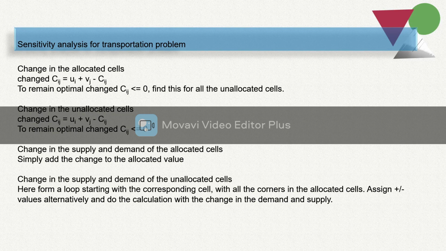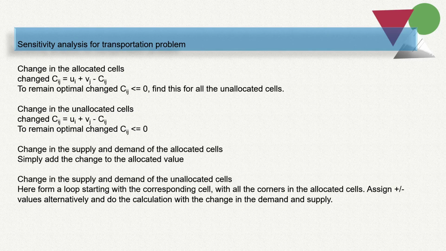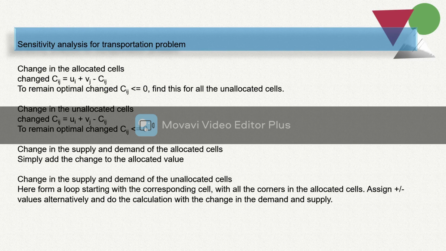It involves the investigation with regards to any changes in parameters. There are 4 types of changes. The first one is change in the allocated cells. The change Cij value will be ui plus vj minus Cij. To remain optimal, change Cij should always be less than or equal to 0. Find this for all the unallocated cells.